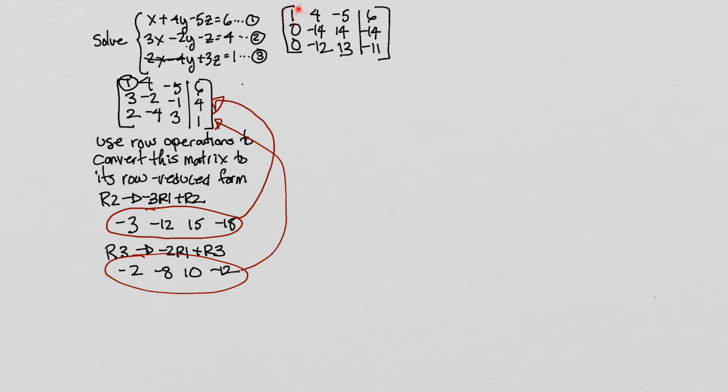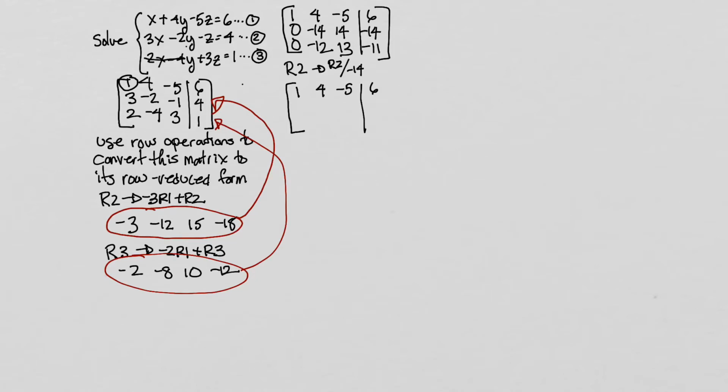Okay, so we've got a 1 in this top left position and zeros below it, so we've got a good start. Now we need to go over to column 2 and get a 1 here and a 0 here and here. So we want a 1 here, and the way we're going to do that is, this is negative 14. We're going to divide this entire row by negative 14, right? Negative 14 divided by negative 14 will give us a 1 there. So let's do that. What it's going to look like is this. We're going to take row 2, and row 2 is going to become row 2 divided by negative 14.